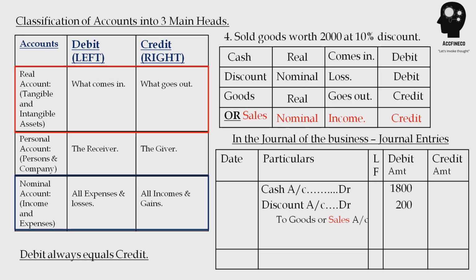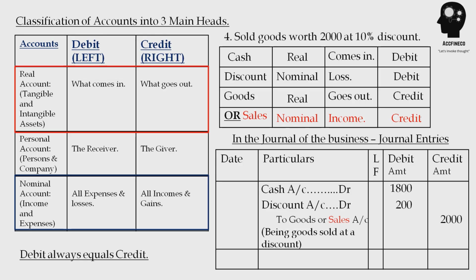Let's present it in our journal. Both debits starting from the extreme left and the credit a little to the right. And the narration. Focus on the amounts here. Cash is 1800, that is 2000 minus the discount of 200, whereas total sales or goods worth will be 2000.